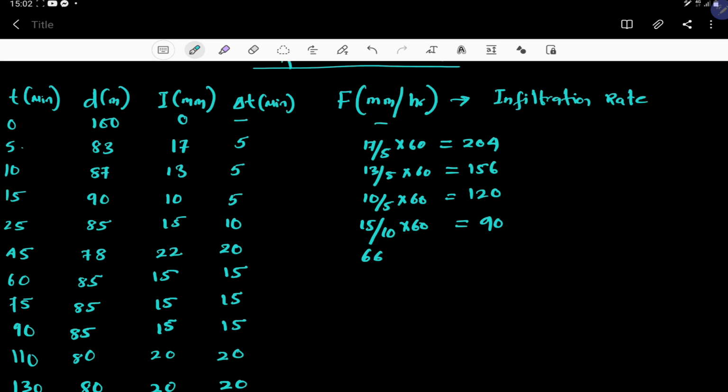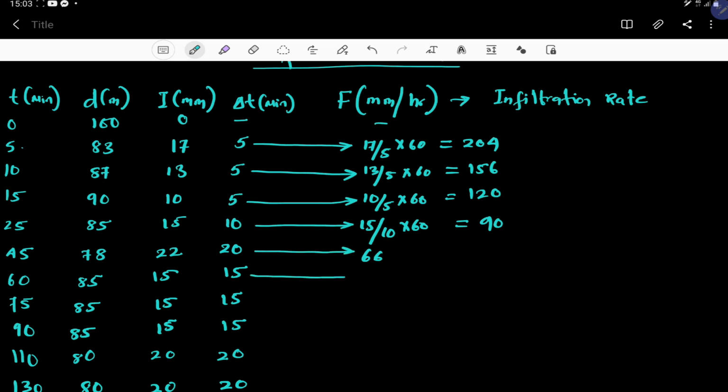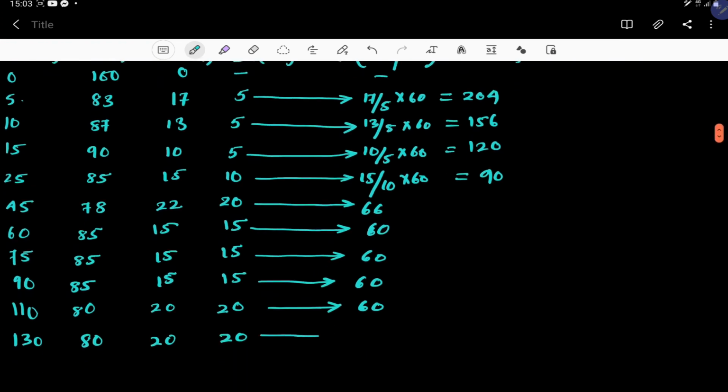Now, did I mess up here? This is for this one, this is for this one, this is for this one, this is for this one, and this is for this one. So for this one I'm going to write it here. So 66, 60, 60 again, and again 60, again 60, right? So again it's going to be 60. So this is the infiltration rate.